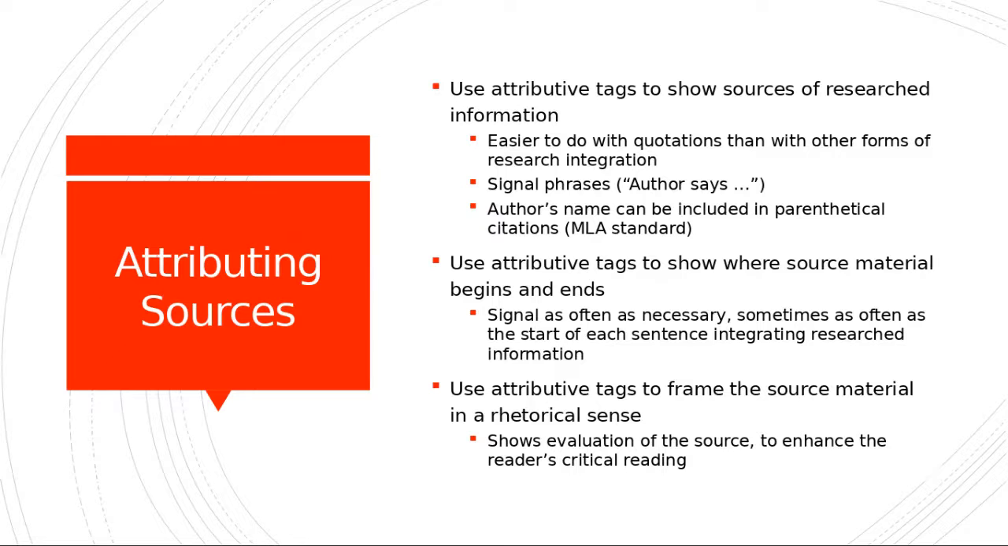All right, let's talk about attributing sources. Use attributive tags to show sources of research information. This is going to be easier to do with quotations than with other forms of research information. It's going to be easier for you to remember to do it with quotes. Typically, this is going to involve signal phrases when you mention an author and say that they say something or another, or mention, or researched, or calculate, or whatever. The author's name can be included in parenthetical citations if you can't work it into an attributive tag.